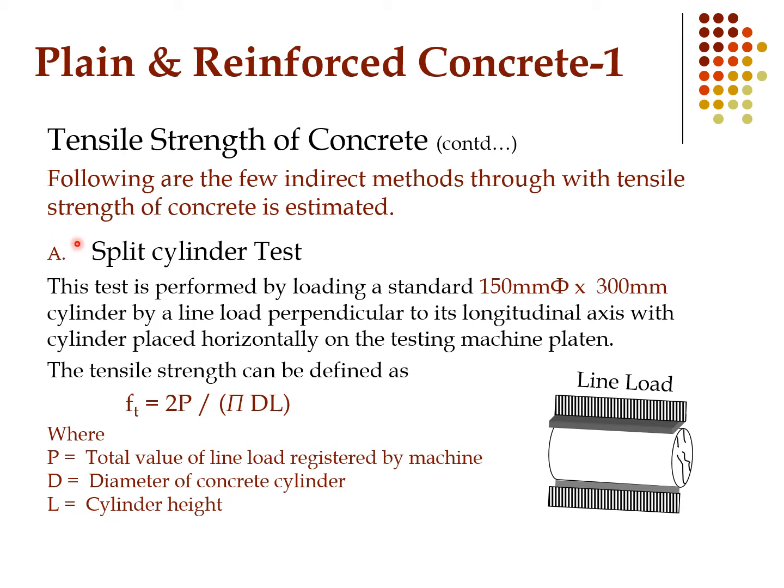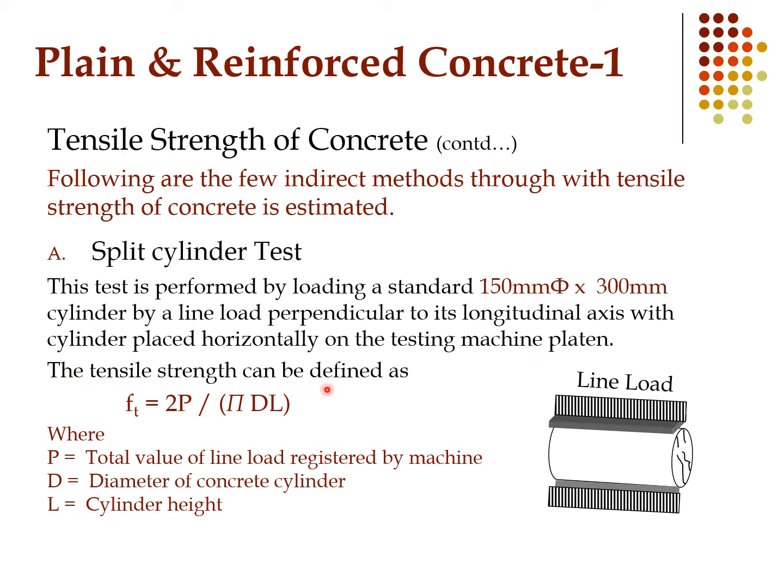The first method we call the split cylinder test. So we will place the cylinder like that in the machine. We will apply the load and note the reading until it splits apart. This test is performed by loading a standard 150 mm diameter and 300 mm long cylinder by a line load perpendicular to its longitudinal axis, with the cylinder placed on the testing machine platen.